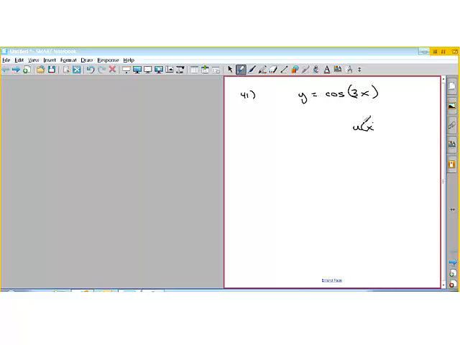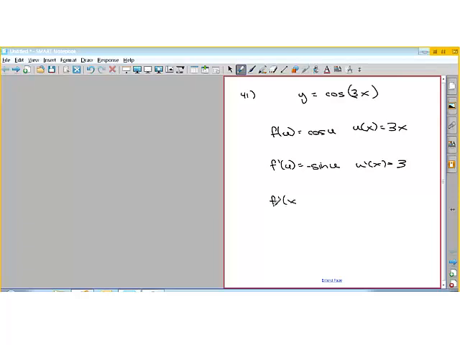So with that known, we would let u equal that, and we would let f of u equal the cosine of u. The derivative of the cosine is negative the sine. The derivative of 3x is 3.